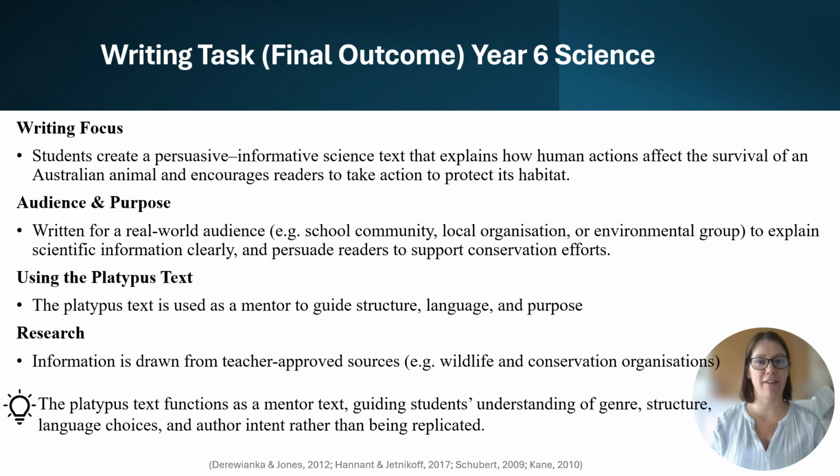Students create a persuasive, informative science text for a real audience. Their task is to explain how human actions affect the survival of an Australian animal and persuade readers to take action to protect its habitat. The platypus text is not copied. Instead, it is used as a mentor text to guide structure, language, and purpose. Students apply those same disciplinary writing practices to a different animal using their own research.